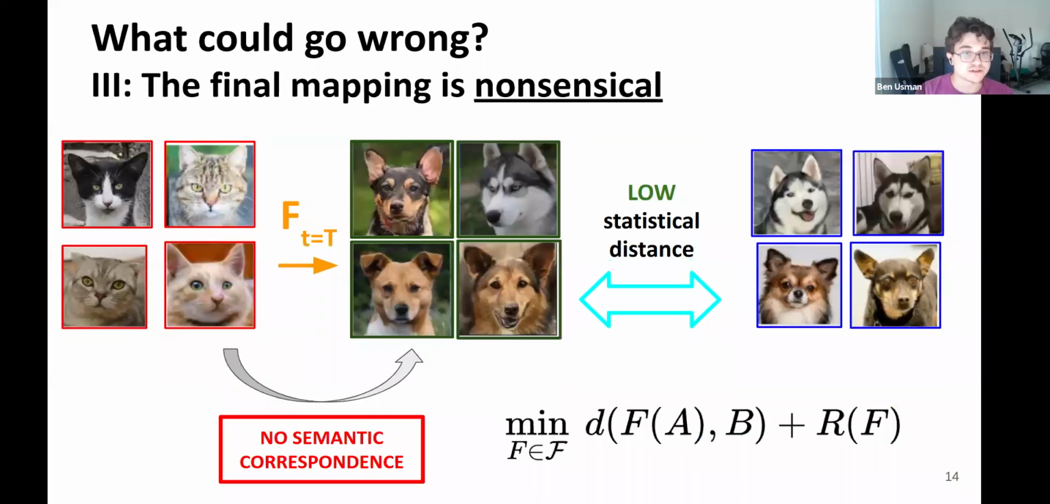And even if we manage to overcome all the difficulties outlined before, we still might end up learning a mapping that generates plausible dogs that have nothing to do with the input cats.